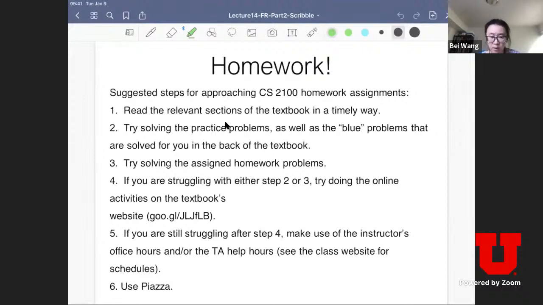It's important to keep in mind, to solve homework problems: number one is to read the relevant chapters in a timely manner. Two is to try to do some of those practice problems. And there are also blue problems at the end of the textbook, which come with solutions, so you should try to solve these on your own. If you are struggling, there are also additional online activities on the textbook website. And if you're still struggling with homework, please come to office hours, and then use Piazza to pose questions.